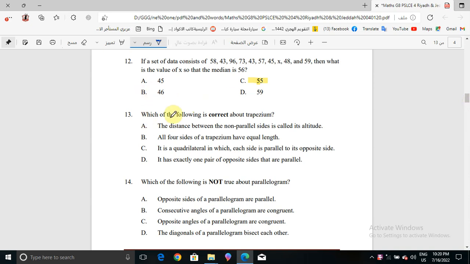Question number 13 is asking which of the following is correct about a trapezium. The distance between the non-parallel sides is called its altitude, or all four sides of a trapezium have equal length, or it is a quadrilateral in which each side is parallel to its opposite side, or it has exactly one pair of opposite sides that are parallel. Yes, that is the correct one about a trapezium: it has exactly one pair of opposite sides that are parallel.